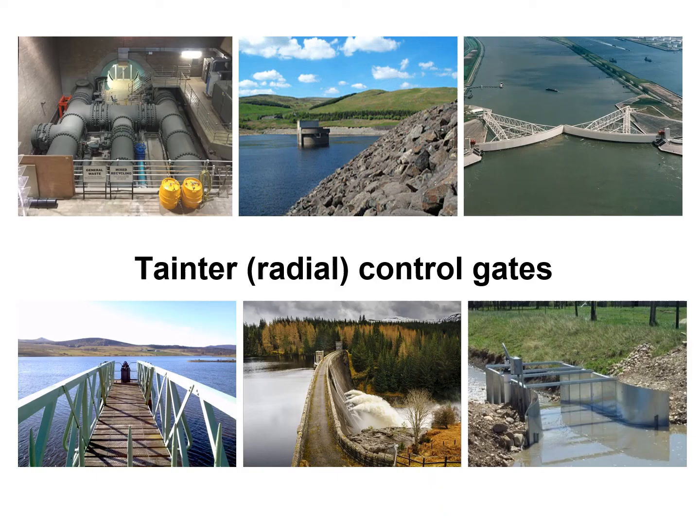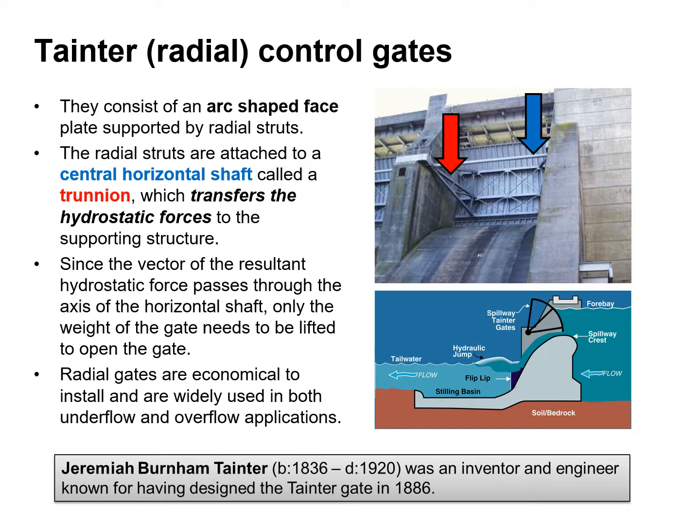So we'll start off by introducing the tainter or radial control gate. A tainter control gate consists of an arc-shaped face supported by radial struts. The radial struts are attached to a central horizontal shaft called a trunnion, which transfers the hydrostatic forces to the supporting concrete structure. Since the vector of the resultant hydrostatic forces passes through the axis of the horizontal shaft, only the weight of the gate needs to be lifted to open the gate.